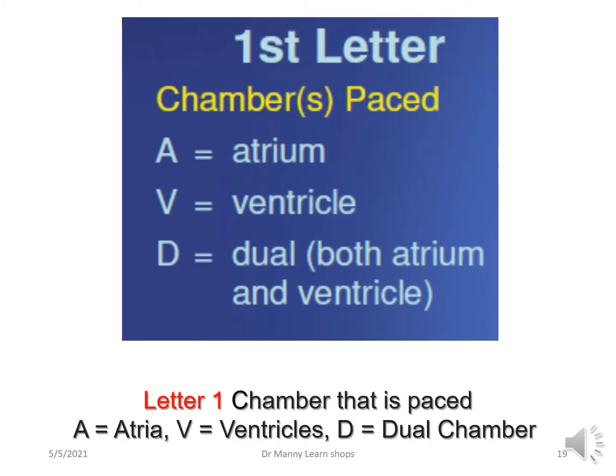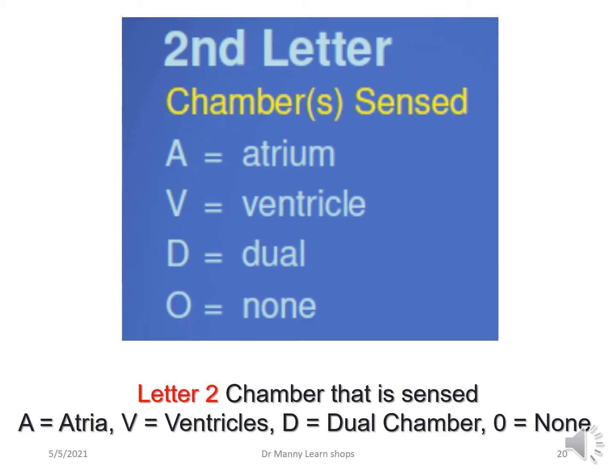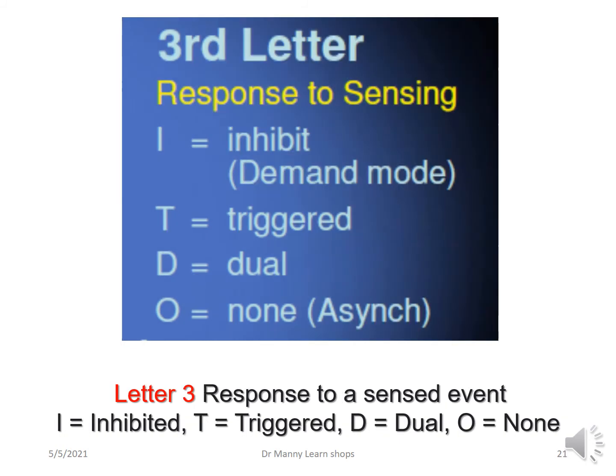The first letter in the code is for chambers paced, which could be the atrium, the ventricles, or both, dual. The second letter refers to chambers being sensed, which could be the atria, the ventricles, both, dual, or none. The third letter refers to the response to sensing, which could be inhibit, trigger, dual both, or none.